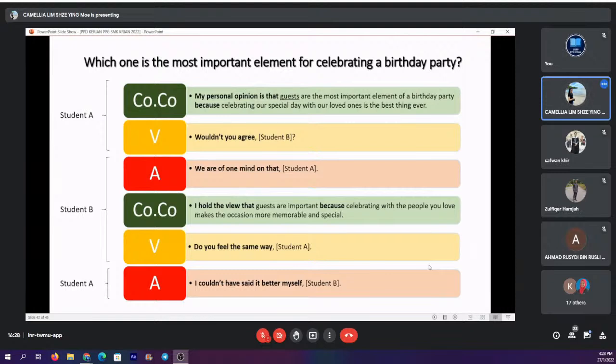All right? And then she can go on and state her COCO, her personal opinion, using the phrase to state personal opinion. I hold the view that guests are important because blah, blah, blah. And then they can go on and ask, do you feel the same way? Seeking validation, right? And student A then says, I couldn't have said it better myself, or any phrase to agree. And thus, that would end the second section of the part 3, right?